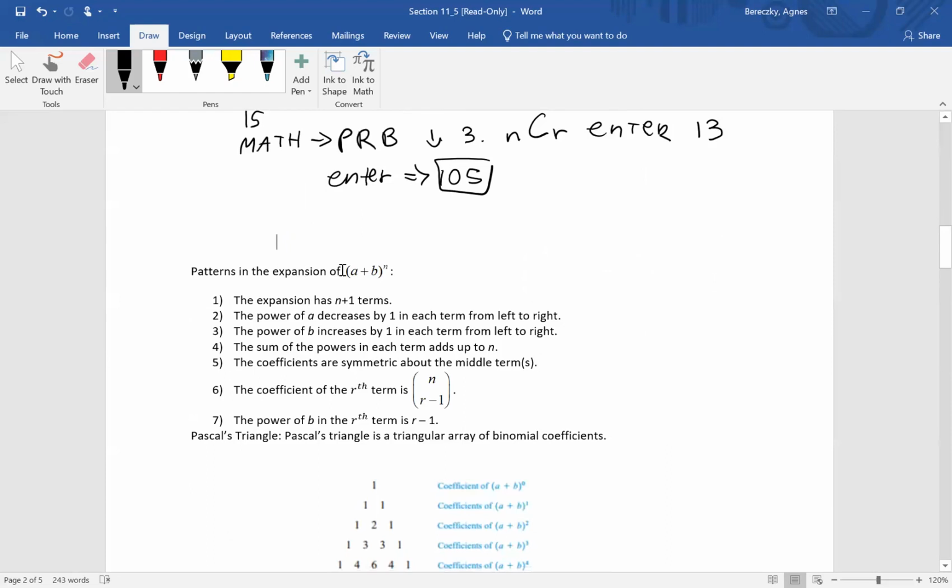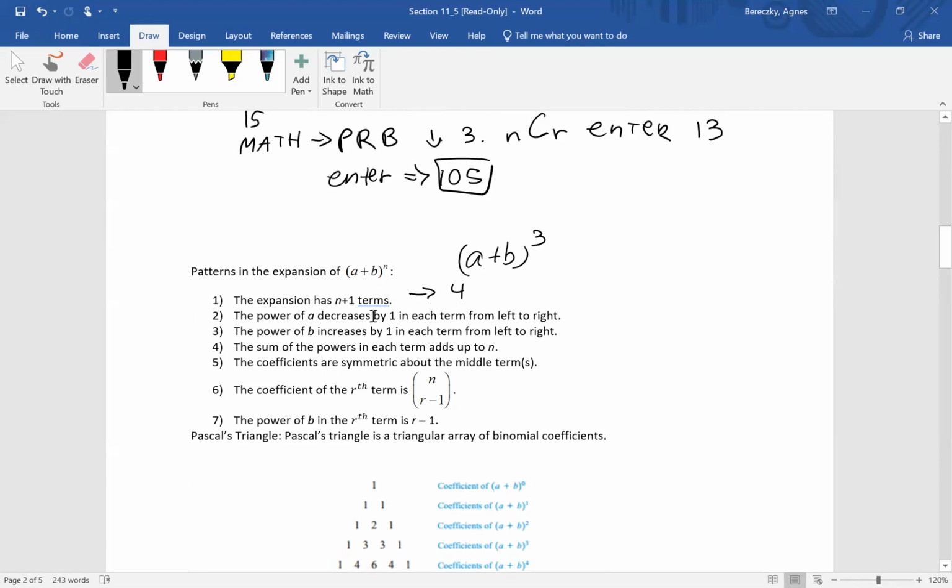The patterns in the expansion of (a + b)^n will follow. The expansion has n + 1 terms. So if, let's say, you have (a + b) to the third power, then it will have 4 terms. If you have (a + b) to the fourth power, you will have 5 terms.